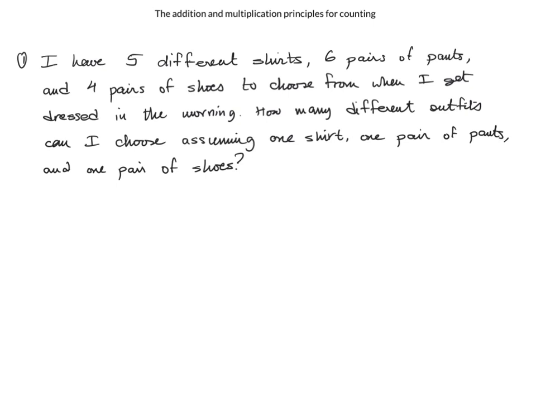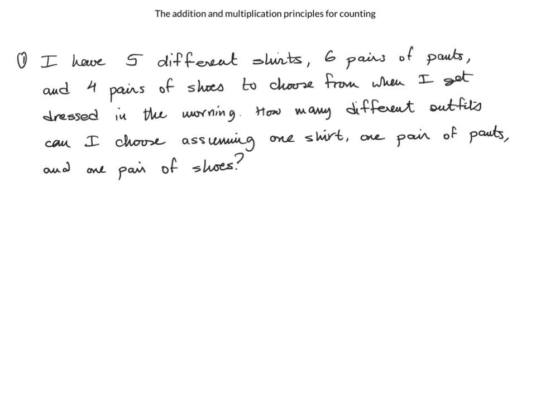This lesson is about the addition and multiplication principles for counting. So first of all, we have this scenario. I have 5 different shirts, 6 pairs of pants, and 4 pairs of shoes to choose from when I get dressed in the morning. How many different outfits can I choose, assuming 1 shirt, 1 pair of pants, and 1 pair of shoes? And we're also assuming that we're not worried about fashion. For example, we don't care if I wear a polka dot shirt with striped pants. It doesn't matter, even though they don't match.